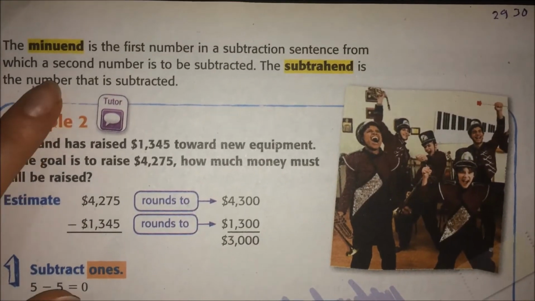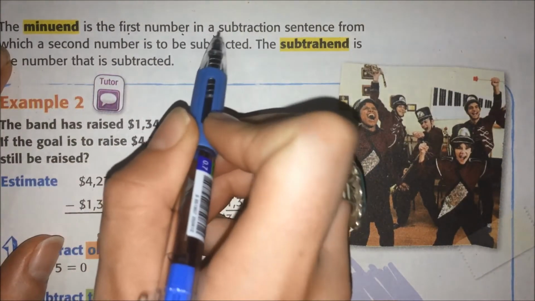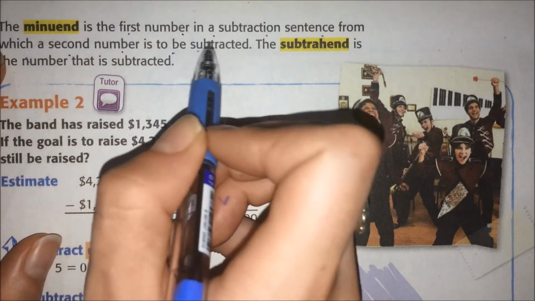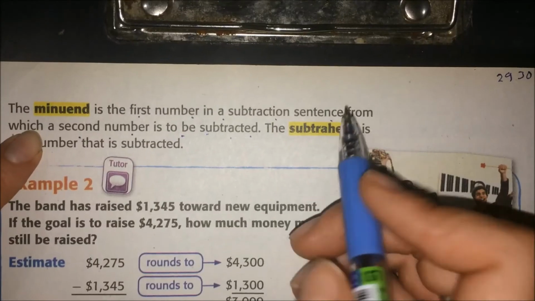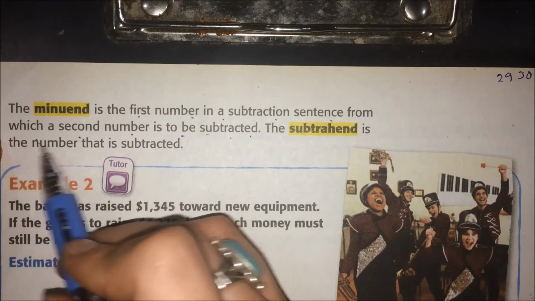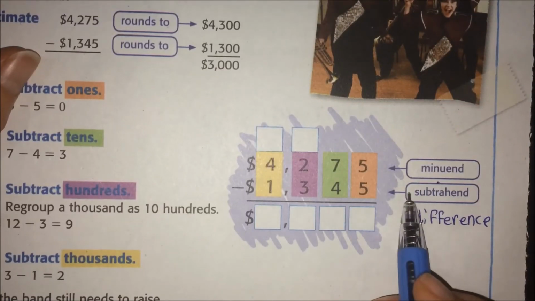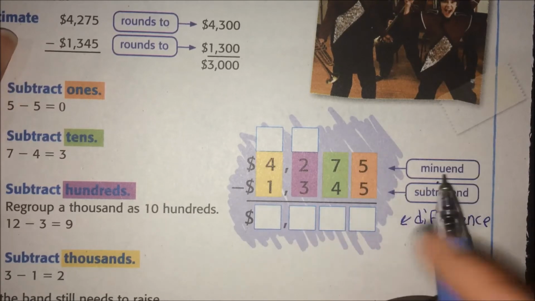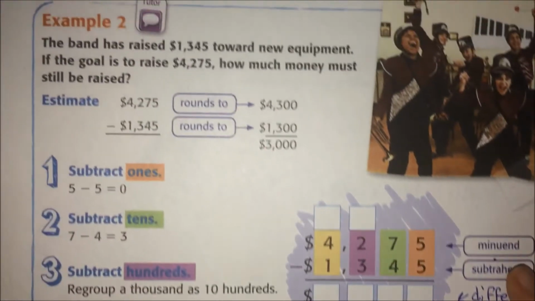This part's just going to give us some new vocabulary. The minuend is the first number in a subtraction sentence from which a second number is to be subtracted. So the minuend is the first number. The subtrahend is the number that is subtracted. So the subtrahend is the number that actually gets subtracted away. It's the second number. So minuend, subtrahend, and the answer is the difference.